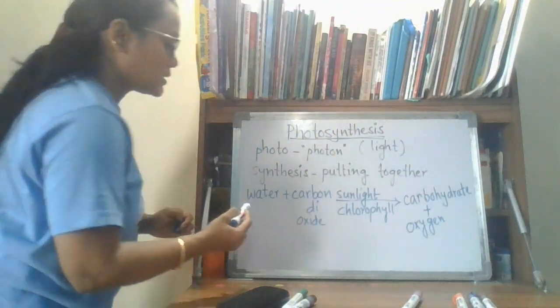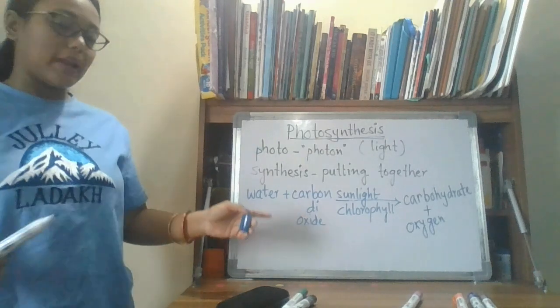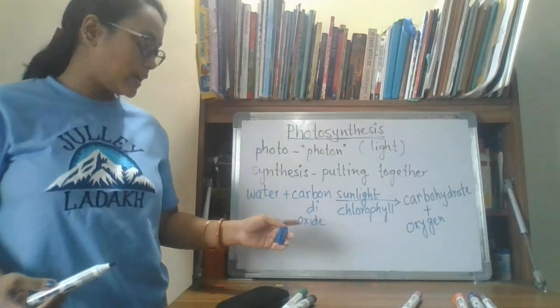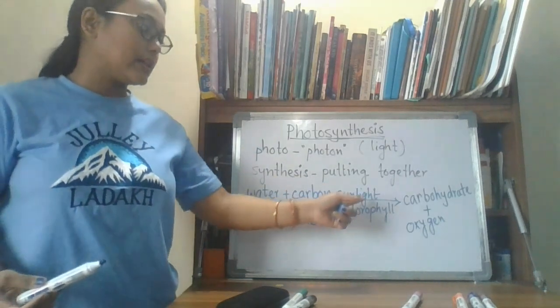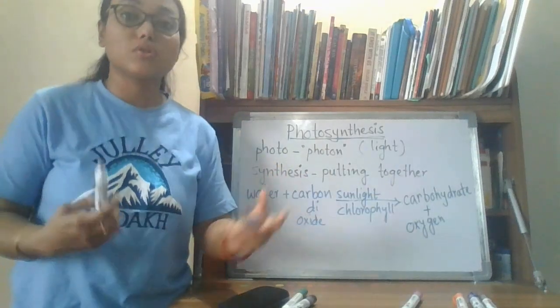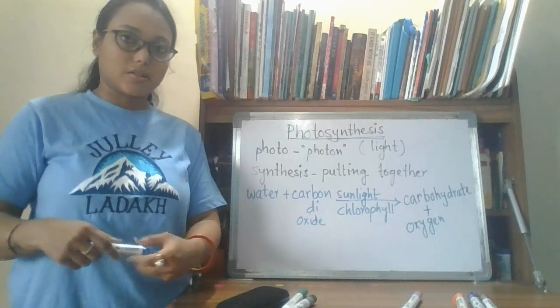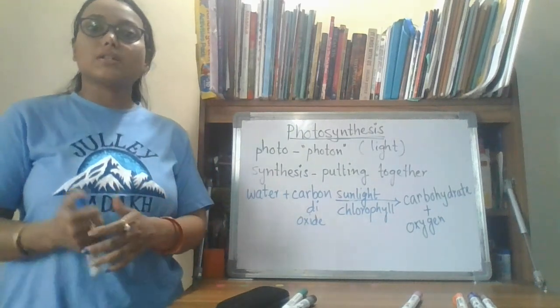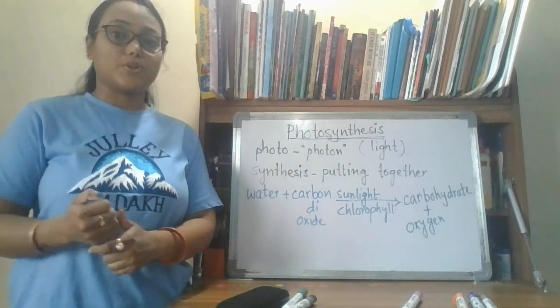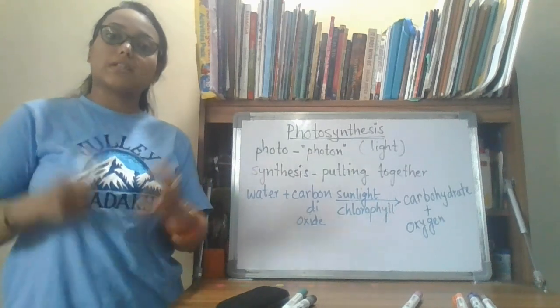So photosynthesis is the process by which plants, with the help of carbon dioxide, water, sunlight and chlorophyll, produce the food, that is the carbohydrate, along with the oxygen. Alright children, this is how the plants produce food. Now we will go into a little bit of detail.